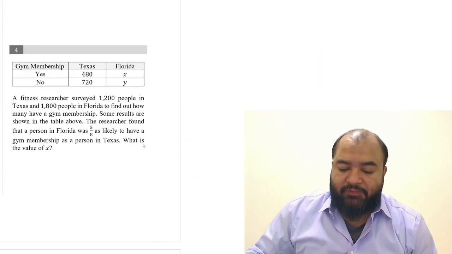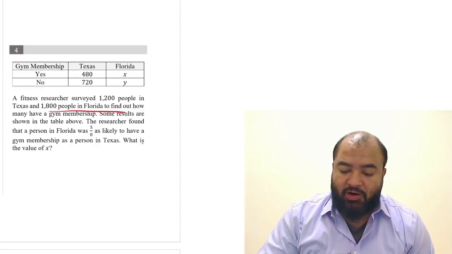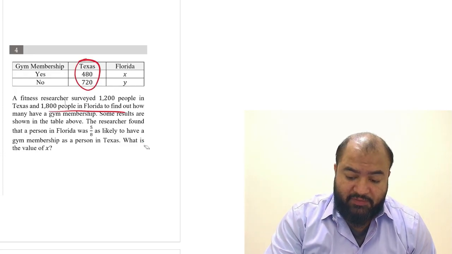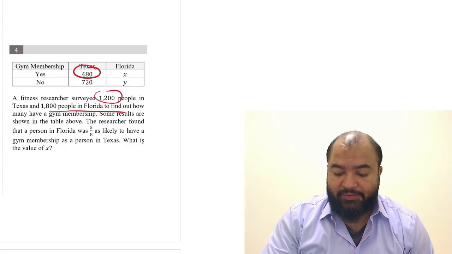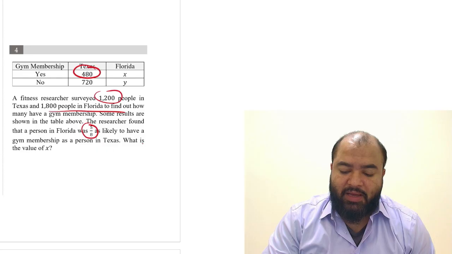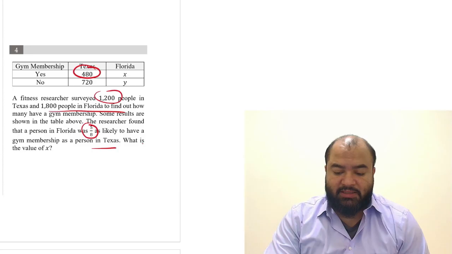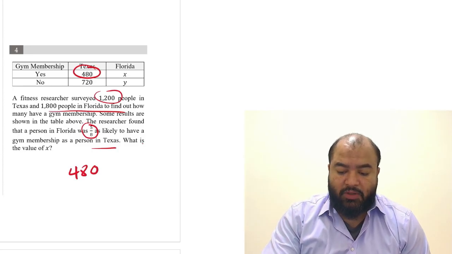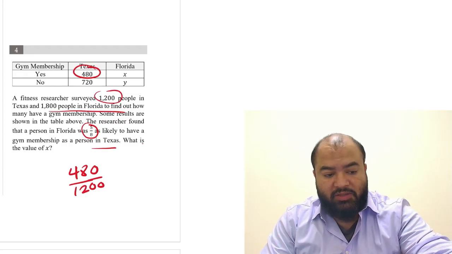Question number 4. A fitness researcher surveyed 1,200 people in Texas and 1,800 people in Florida to find out how many have a gym membership. Only Texas is given: 480 have a gym membership out of 1,200 in Texas. The researchers found that a person in Florida was 5/8 as likely to have a gym membership as in Texas. So what is the fraction for Texas? 480 over 1,200.